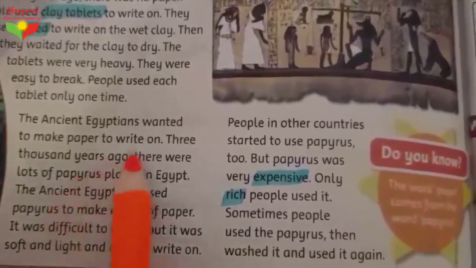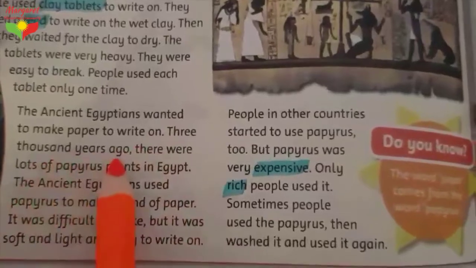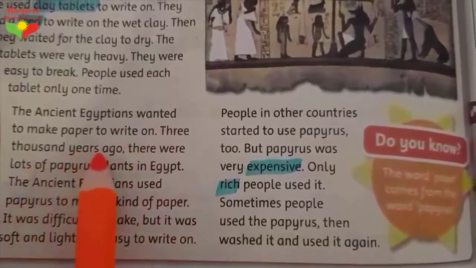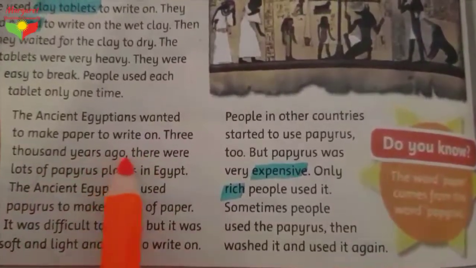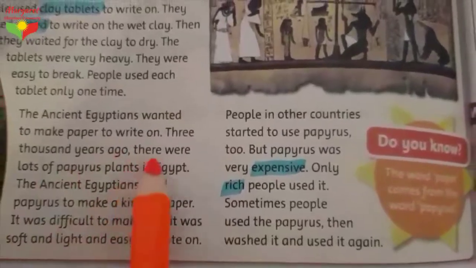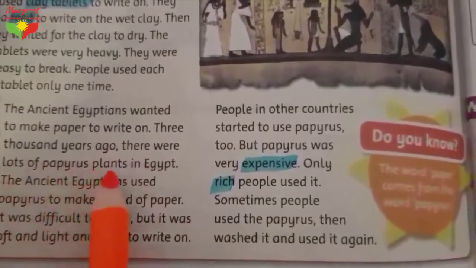3,000 years ago, you see, there were lots of papyrus plants in Egypt.